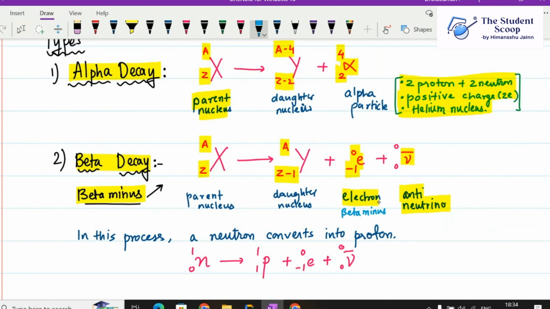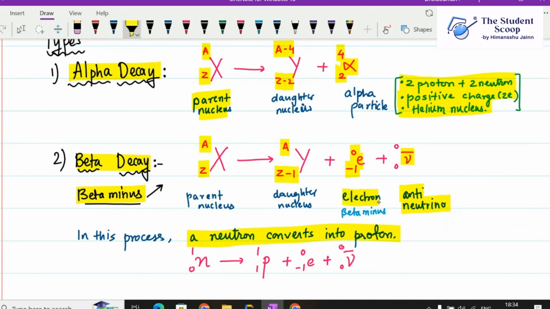Now we also need to understand what actually happens in this process. In this process, a neutron converts into a proton. Inside the nucleus, everything else stays as it is. The nucleus is not changing otherwise. The only change inside the nucleus is that a neutron is converting into a proton.